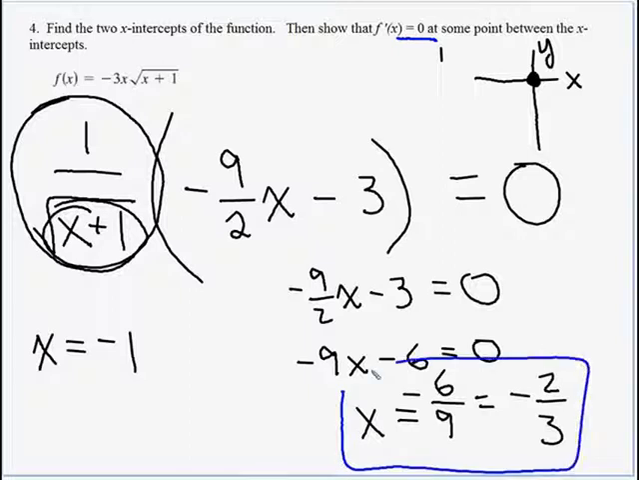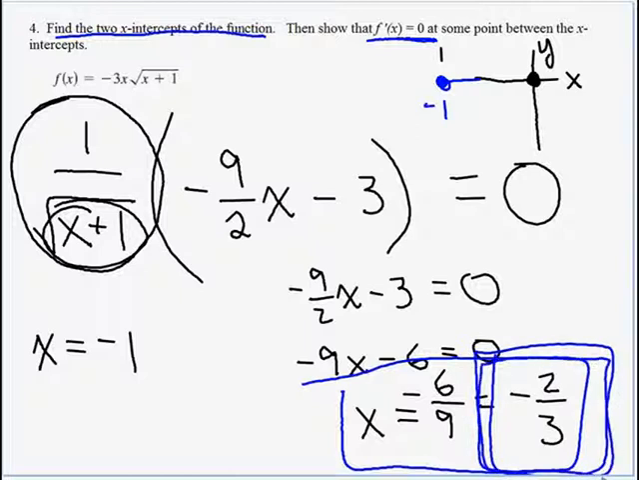Well, let's see. Find the two x-intercepts of the function. Yes, we found those. I did erase a little bit of that. It was between 0 and negative 1. Then show that the derivative is equal to 0 at some point in between. Well, we took our derivative, we set it equal to 0, and we got this number. Is negative 2/3 between 0 and negative 1? Yes, it is. Somewhere in between there, we do have an extrema with a horizontal tangent line.